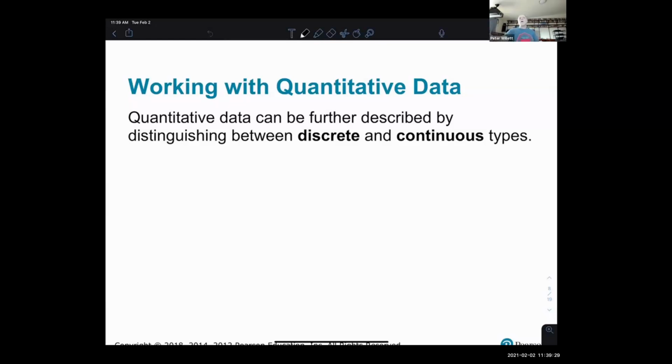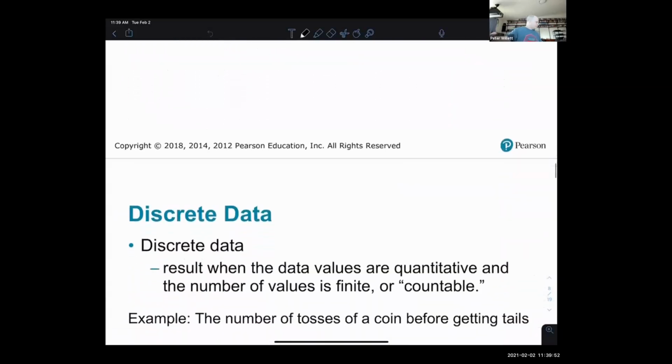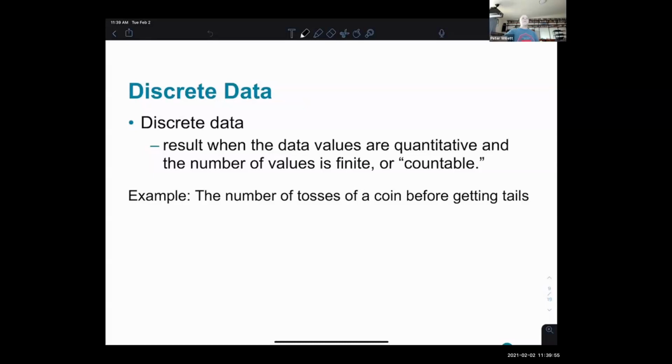Assuming we're already talking about quantitative data, some numerical measurement of something, it can be further described by distinguishing between two types: whether the data is discrete numerical data or continuous numerical data. We need a definition for that. Discrete data result when the data values are quantitative, numerical, measuring something, and the number of values is finite or countable. Their example is the number of tosses of a coin before getting tails.